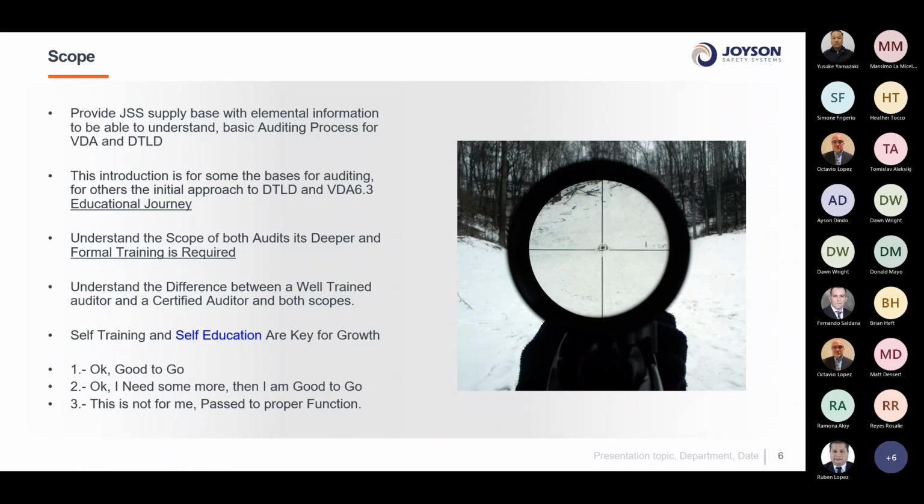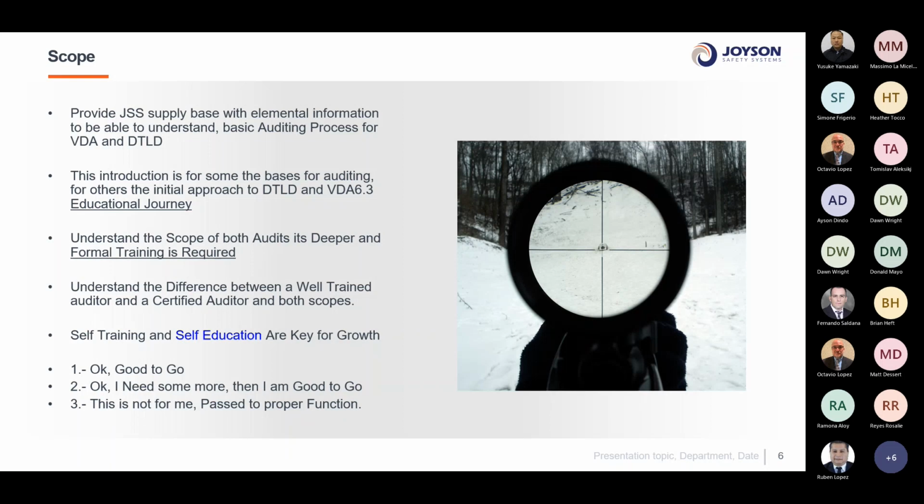In some cases, formal training will be required, whether it's formal training by itself or formal training plus a certification. What I want to let you know is that there is a difference between training, a well-trained auditor, and a certified auditor. So it depends on the requirement.